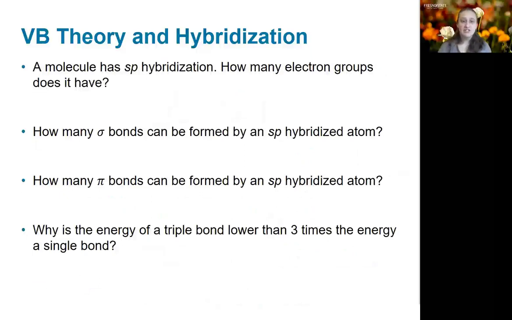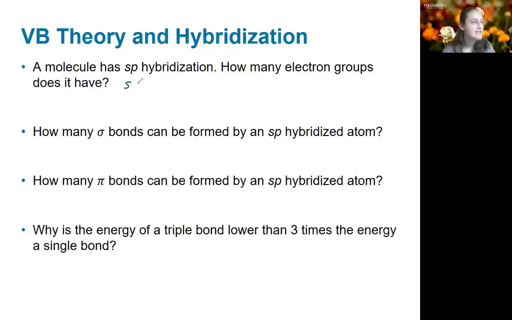Here's another set of questions on valence bond theory and hybridization. Take a minute and pause the video to think about these questions. So hopefully you've had a minute to think about this. So let's go ahead and talk about these questions. Here, a molecule has sp hybridization. How many electron groups does that correspond to?